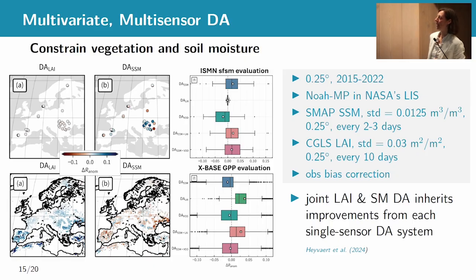Now, if I combine both, if I do both soil moisture and LAI data assimilation, then you get this orange box. Forget about these ones, I'm not going to explain it. You get this one, and you see that you inherit the improvement in soil moisture data assimilation, right? And if I combine soil moisture and LAI data assimilation and now evaluate the GPP, I'm actually inheriting my GPP improvement, which is really nice, right? So I get the best from both worlds.